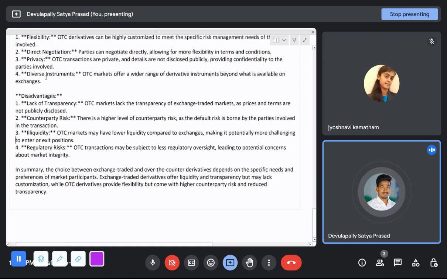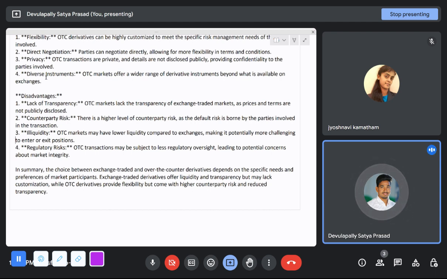Coming to disadvantages, OTC has a lack of transparency, because it is not regulated and it is not known to the general public. The information is not shared with the general public. Lack of transparency means you are not able to protect yourself from what others are doing. That is what transparency is. Second is counterparty risk.